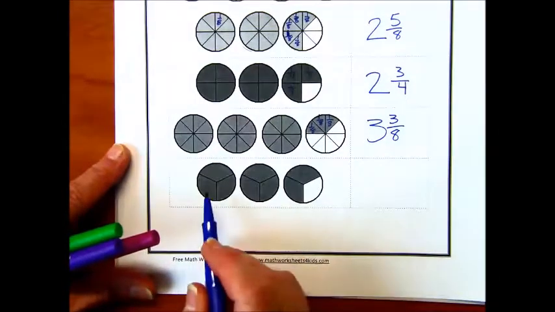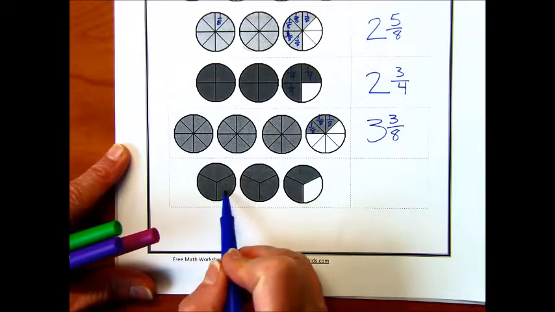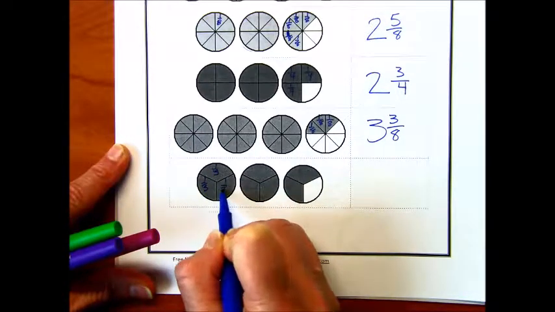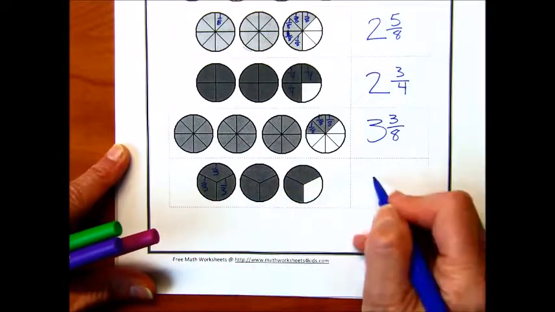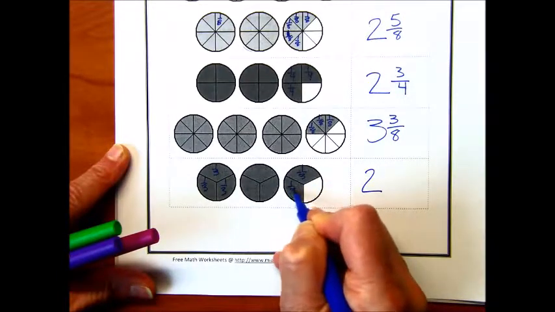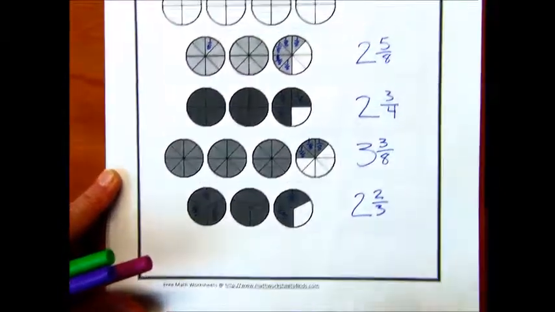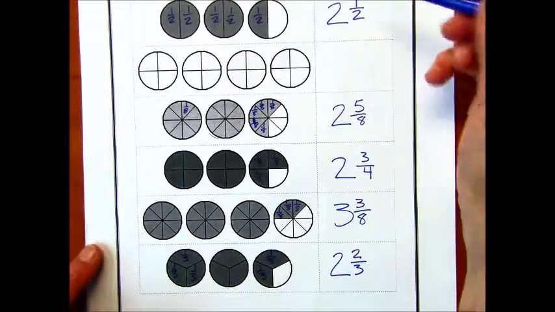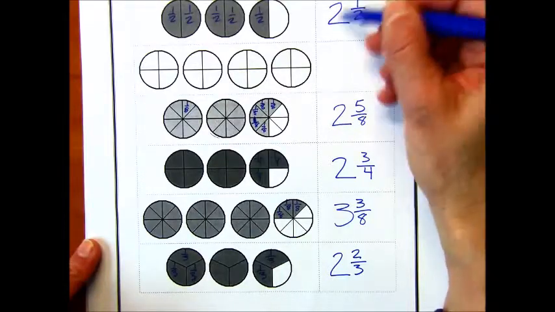And the last one on this, notice we break up the circle into 3 equal parts. So 1/3, 1/3, 1/3. So we've got 2 whole pieces, and then 1/3 and 2/3. So it's 2 and 2/3. Okay, and so this is how we would write mixed numbers. Notice that the mixed number has a whole number and a fraction is attached to that whole number.